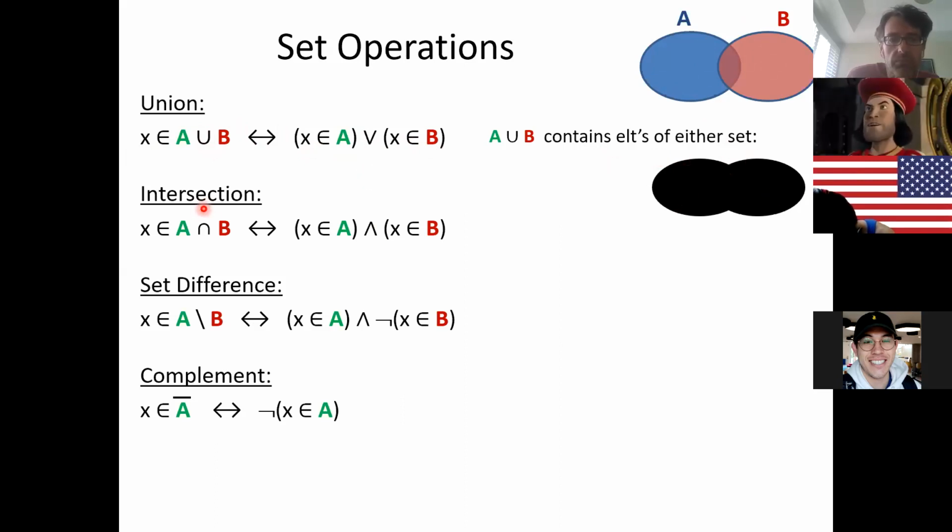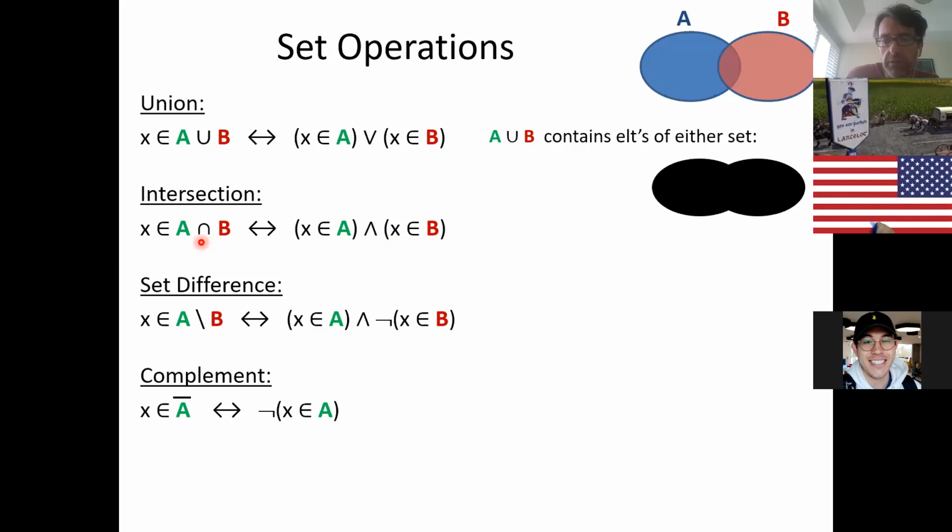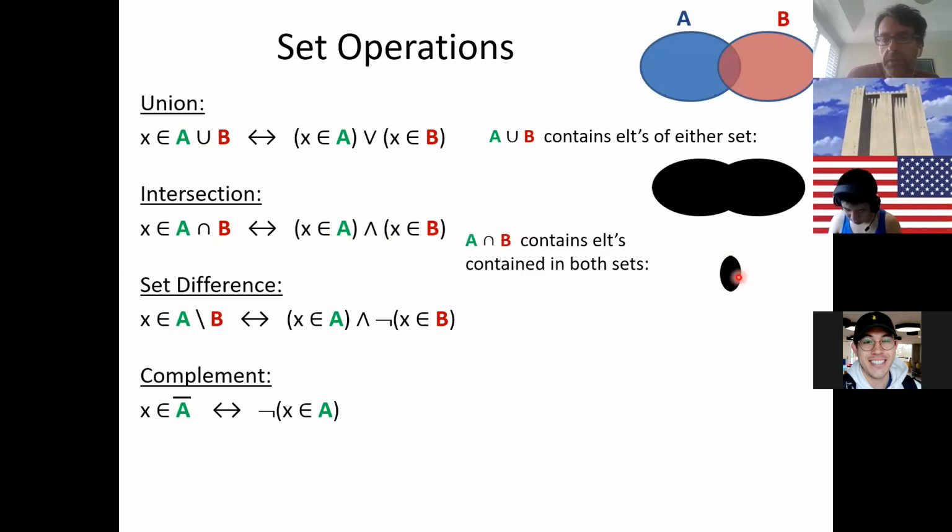Intersection is defined using a conjunction. So an element belongs to an intersection if and only if it is the case that it belongs to A and it belongs to B. So graphically, intersection is this little sliver here. It's everybody who is both. This is the set of elements which are both in A and in B.